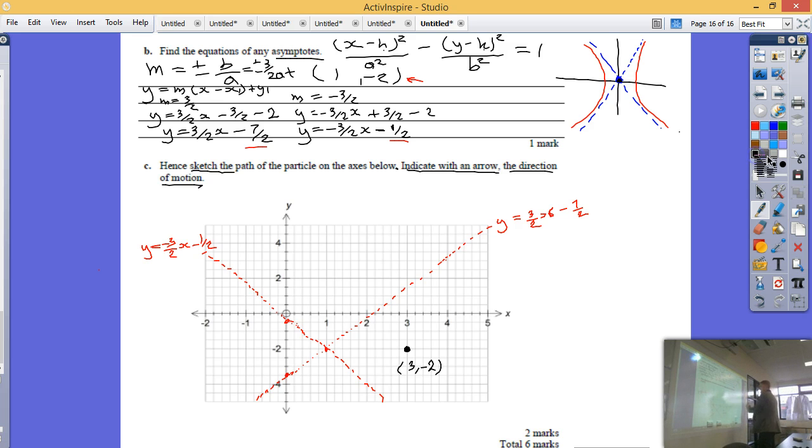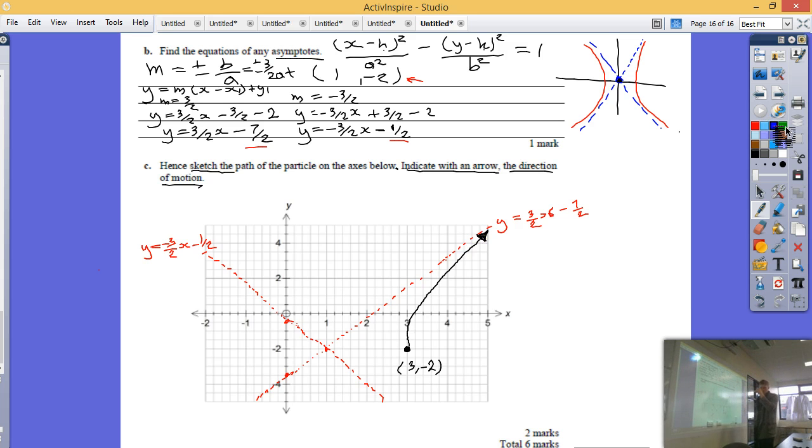We've got our starting point of our path, and we know the hyperbola is going to follow this kind of curved shape and move towards the asymptote. So it will come up like that and then turn and go closer and closer towards the asymptote. And the motion will be in that direction. That is generally the case.